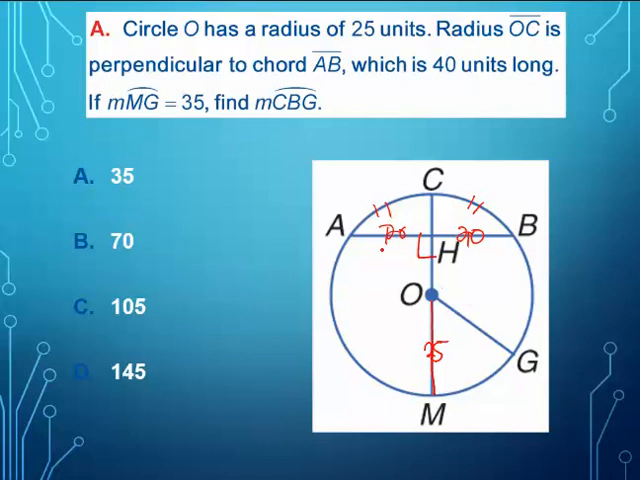If MG right here is 35, find CBG. Okay. Well, I really don't even need to know all this information because I know that this is a radius. So this whole big arc here is a semicircle, which equals 180. If this portion is 35 and I'm looking for the other portion, I'm just going to do 180 minus that 35.